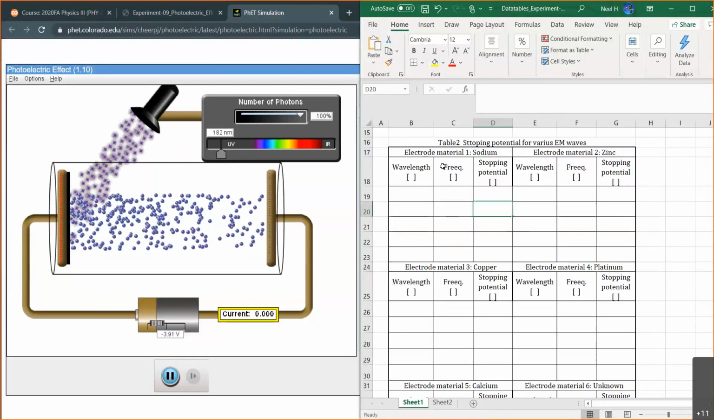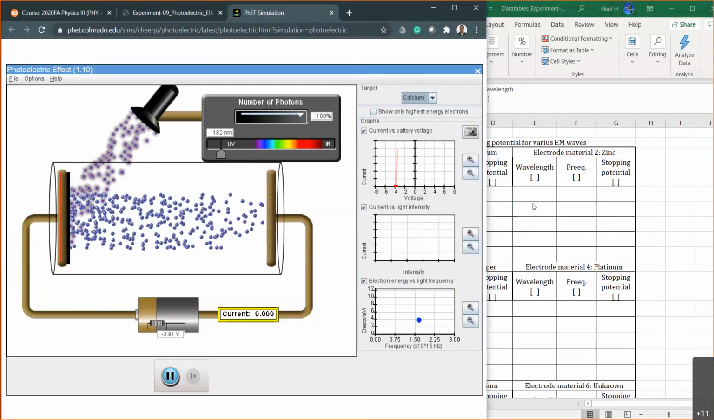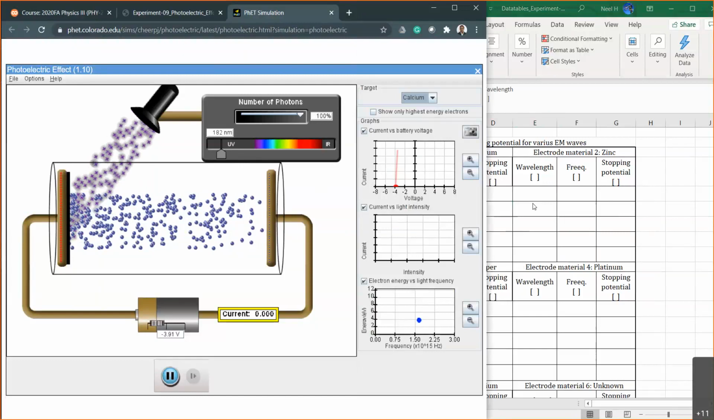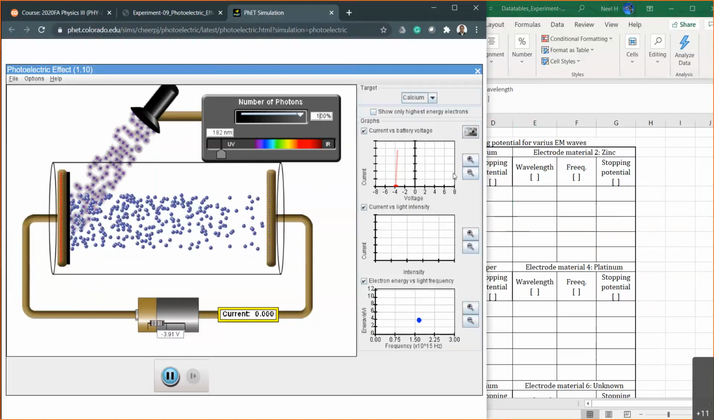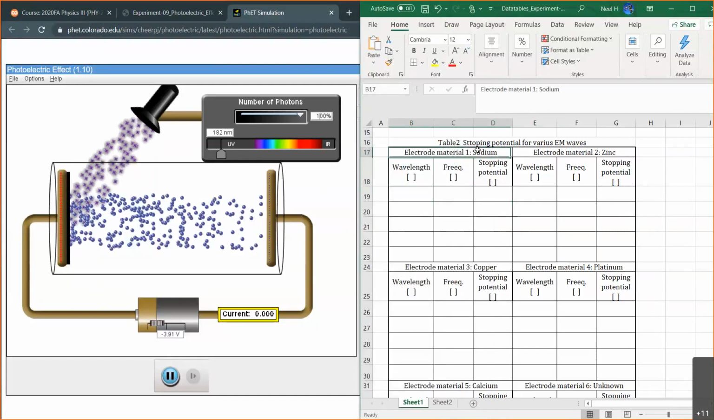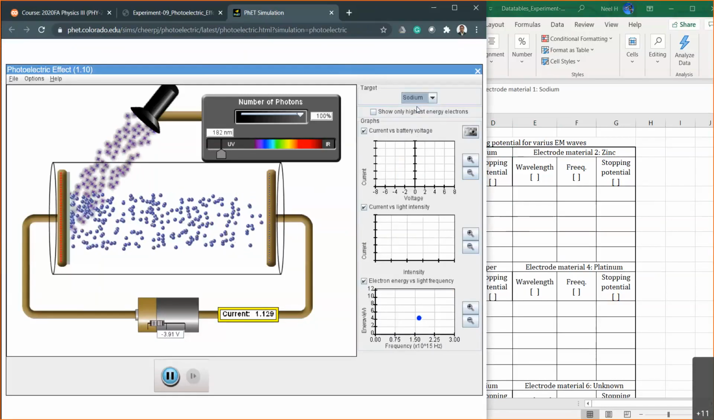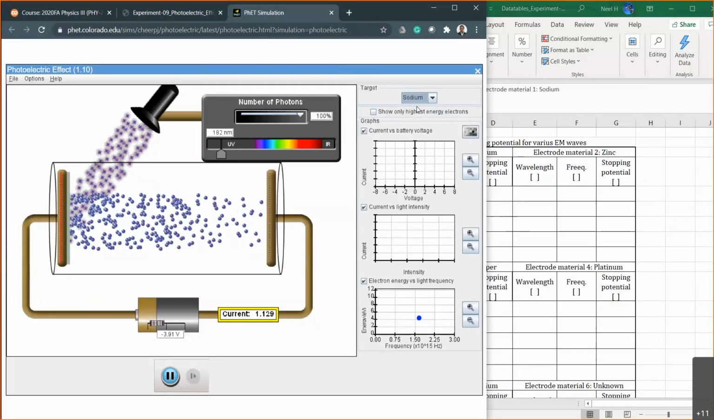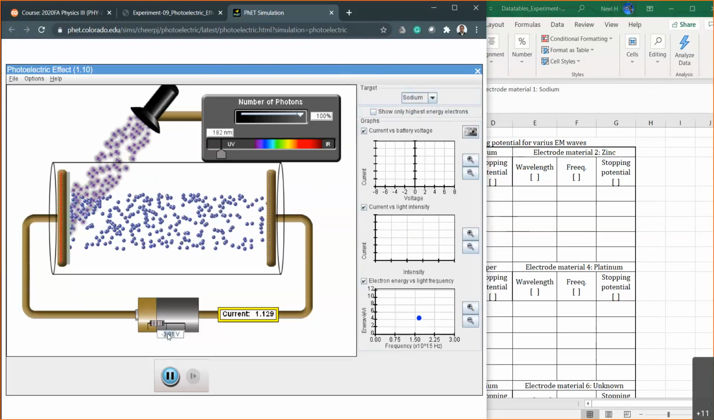Okay, then let's continue. In this case, we're going to do the same thing, but you can fix the intensity at some point and one particular number. We don't need to change the intensity all the time. Okay, let's keep it 100%. And then we will go back to the sodium, and we'll put 0 here.